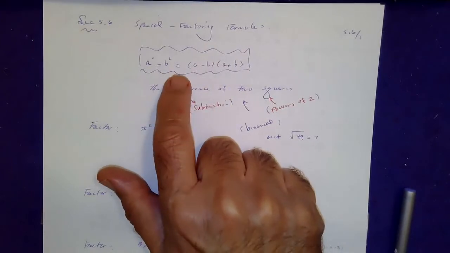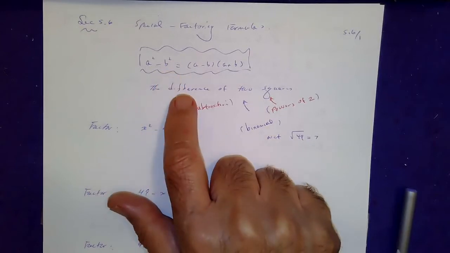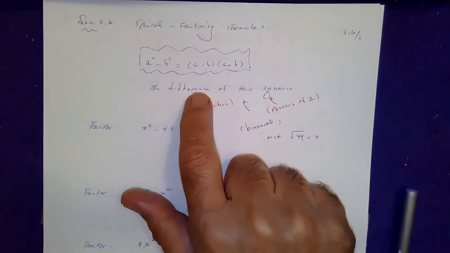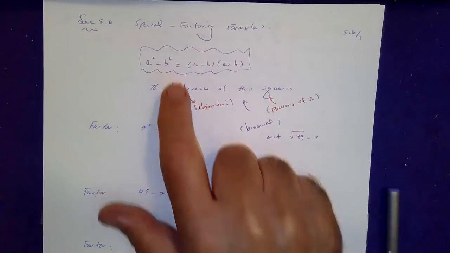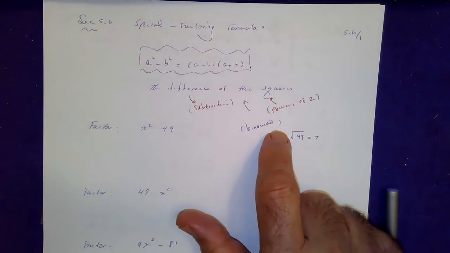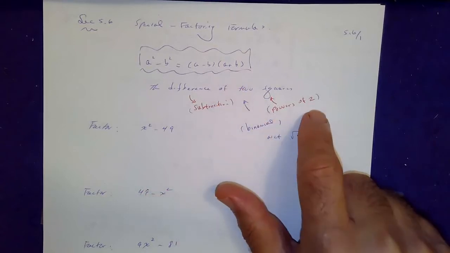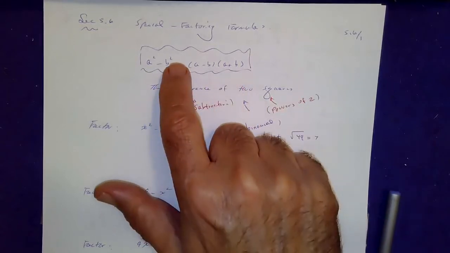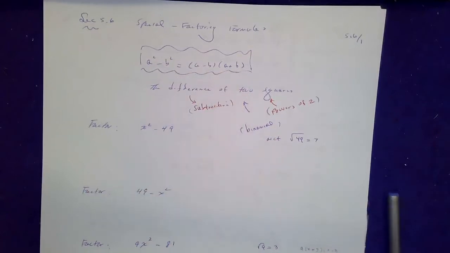The first formula we're going to learn is a squared minus b squared, which I'm sure you have heard of. It's called the difference of two squares. Difference means you have to have a subtraction. Two means you have to have a binomial, not a trinomial or four-term polynomial. And a square means powers of two. These have to have powers of two for us to factor.